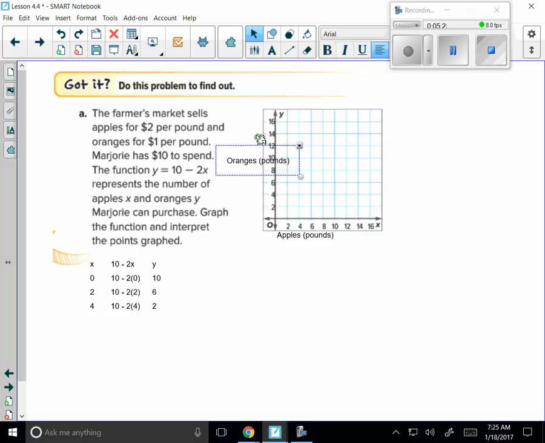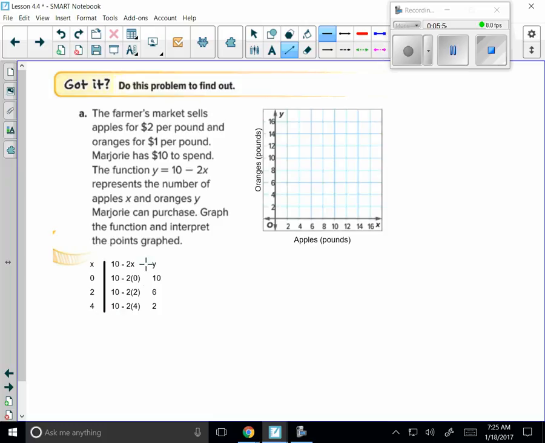All right, let's do this example together. And I already kind of have this labeled for us if you want to do that so that we save a little bit of time. But the question says, the farmer's market sells apples for $2 per pound and oranges for $1 per pound. Marjorie has $10 to spend. The function y equals 10 minus 2x represents the number of apples x and oranges y Marjorie can purchase. Graph the function and interpret the points graph. Make sure you make a table first. It's going to be so much easier. And I already have this one set up for us.